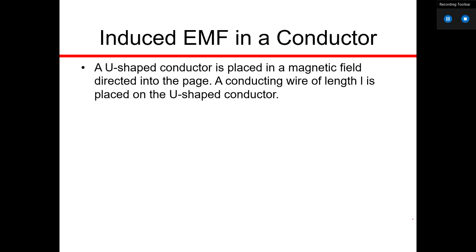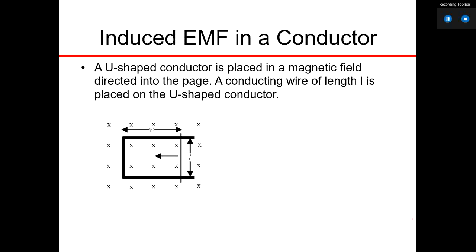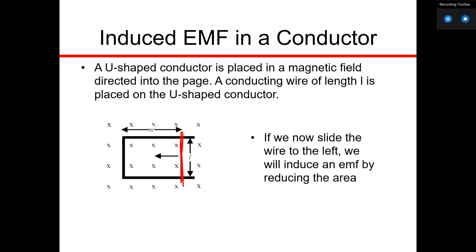We can also have the induced EMF in just a conducting wire. The idea of this is we're going to look at more or less what happens when we're changing the area. So imagine we have a conductor that's shaped like this U to the left here. We have our width, and we take a conducting wire of length L, and we move it to the left. What this is effectively doing is shrinking the area. So instead of changing the magnetic field, we're changing the amount of area the magnetic field is affecting. So we induce an EMF by changing the area.